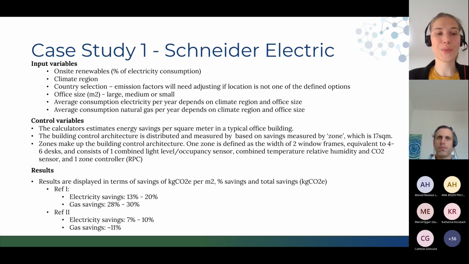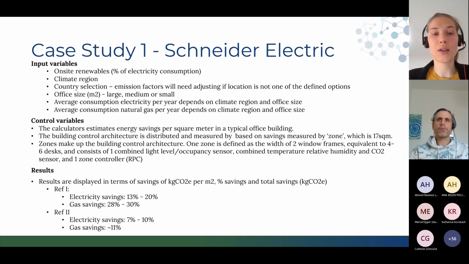So before I switch over to the actual case study calculator and show you what that looks like, one important thing to note is that the calculator allows for several variables to be input to show the variation in results. This includes varying the on-site renewables as a percentage of the total electricity consumption in the buildings. It, of course, allows for the selection of the specific climate region and also the specific country selection as well. Of course, the emission factors will then need adjusting if the location is not one of the defined options.